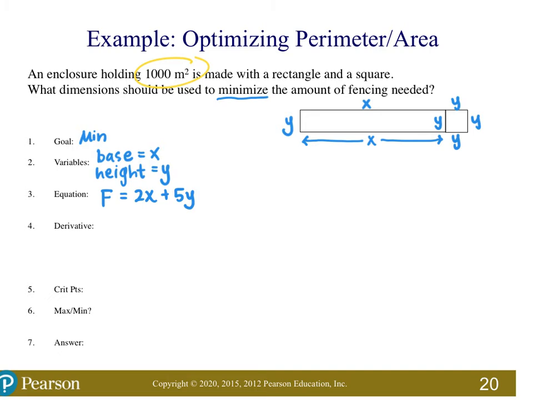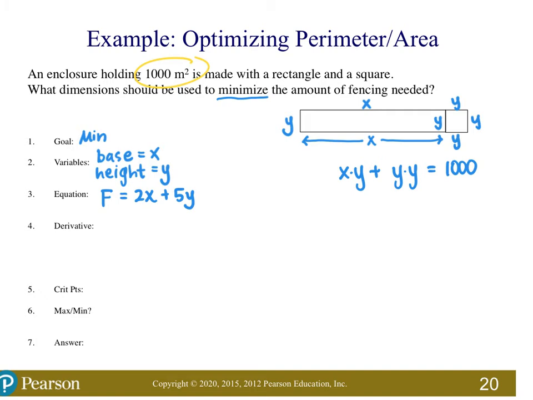So 1,000 has to do with the area that the rectangle and the square are forming together. So the rectangle area is x times y, plus the square area is y times y. And together, that's supposed to make 1,000. So I should be able to get one of the variables alone here to help me out.